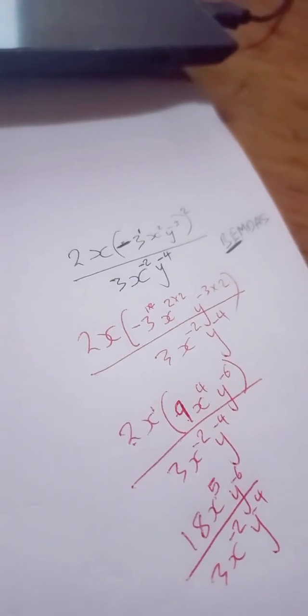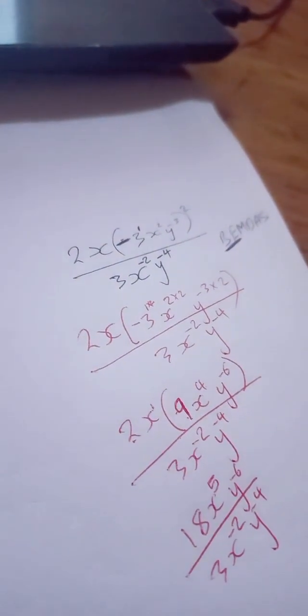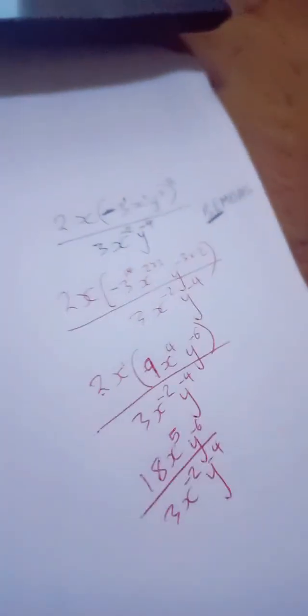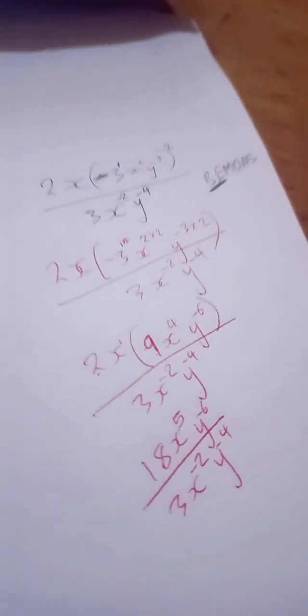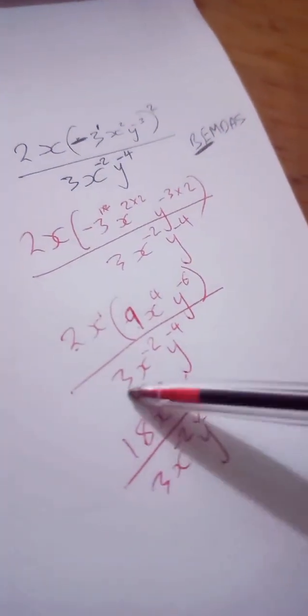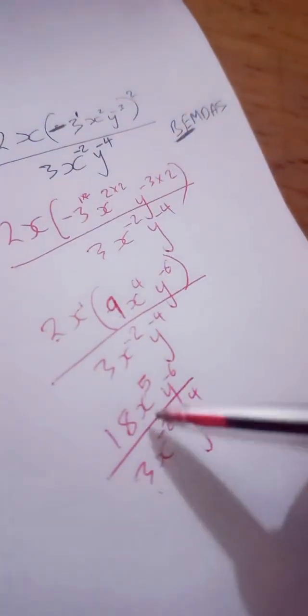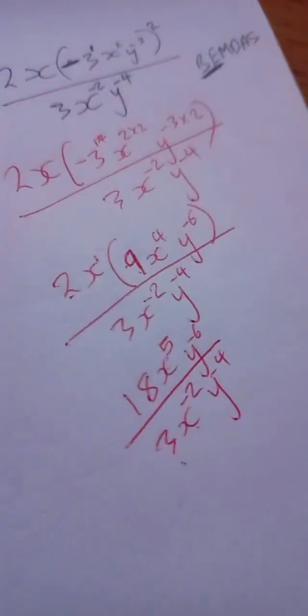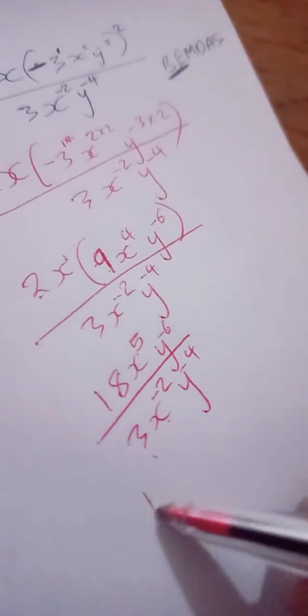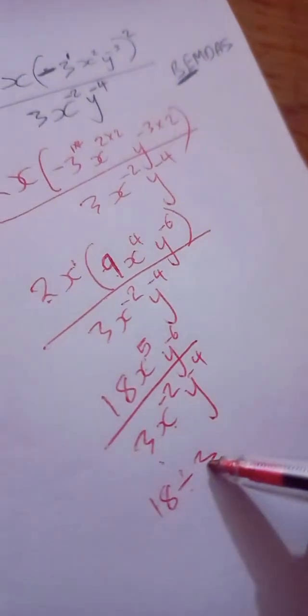This is where we are now. All right. But we are not yet done, because we need to divide. Number divides number. Variable divides variable. Right? So we are going to say 18 divided by 3.